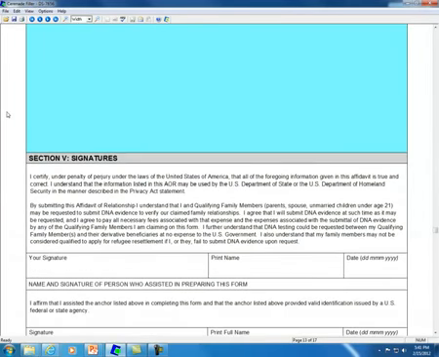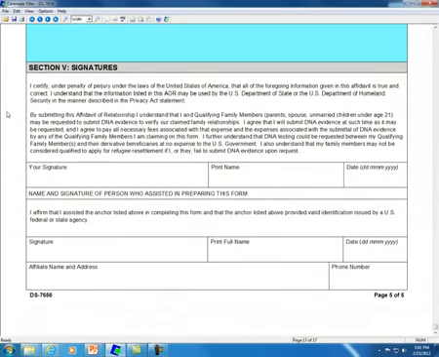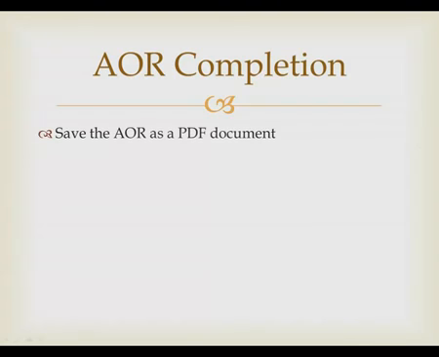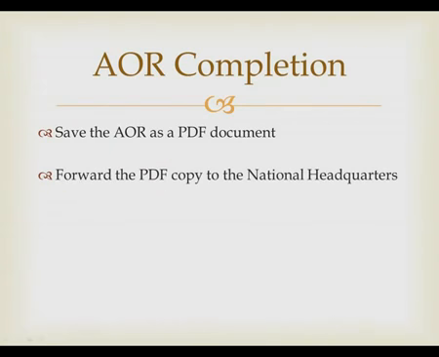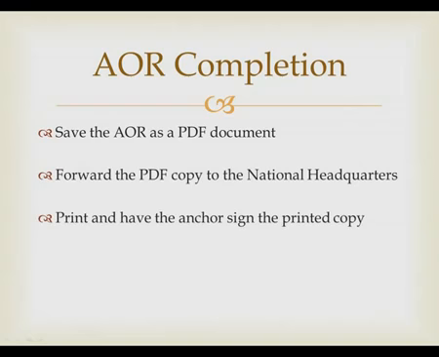Section 5 is the last section of the AOR. Before the AOR is signed, review the document with the anchor to ensure that all information provided is correct. Save a copy of the AOR in a PDF format. Forward the saved PDF copy to the national headquarters. Print the AOR and have the anchor sign the printed AOR form. Retain the printed and signed copy for your records.